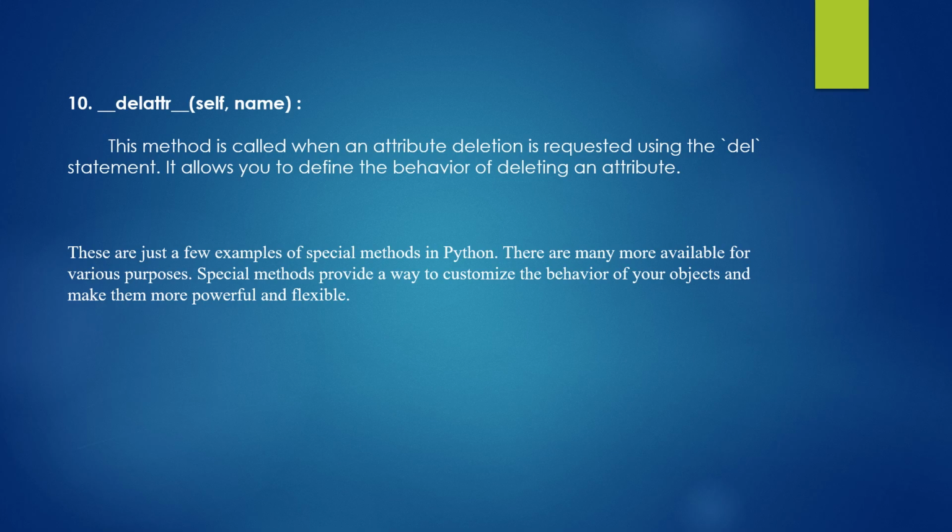And the last special method which we are going to discuss now is the delattr method. This method is called when an attribute deletion is requested using the del statement. It allows you to define the behavior of deleting an attribute. Okay, these are just a few examples of special methods in Python. There are many more available for various purposes. Special methods provide a way to customize the behavior of your objects and make them more powerful and flexible.